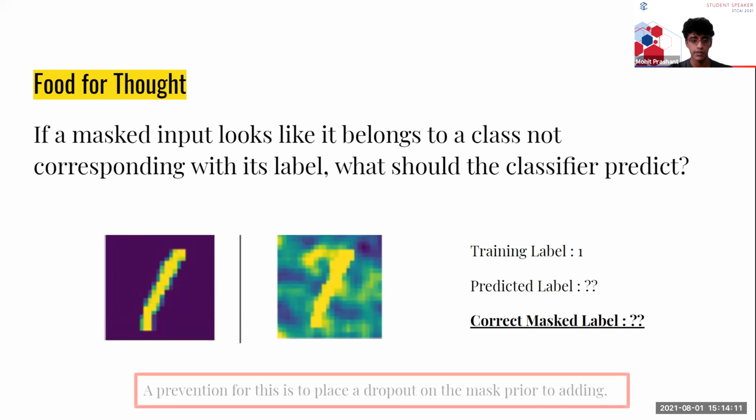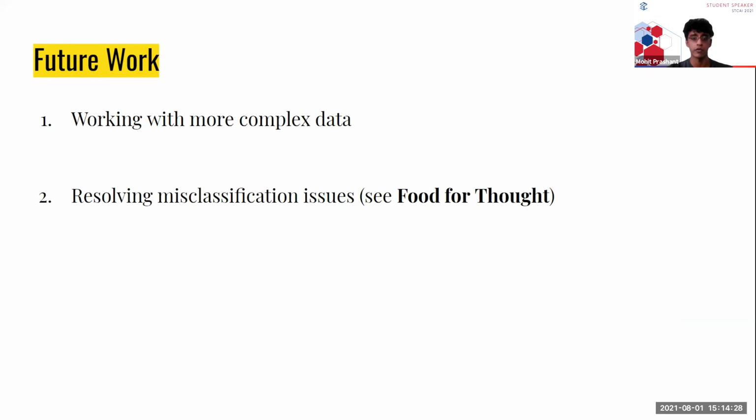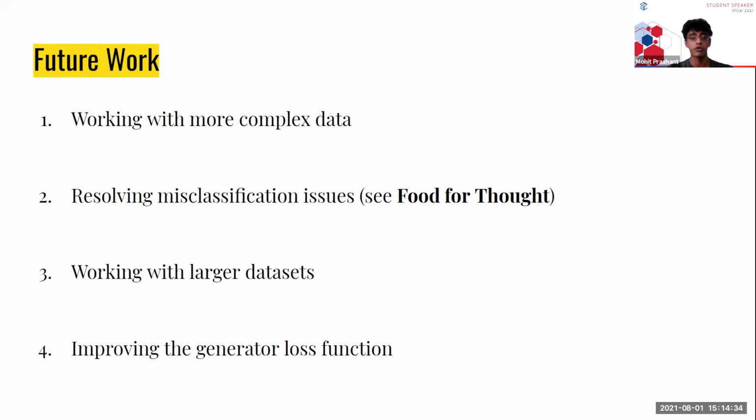A temporary solution to this is to place a dropout on the mask prior to adding it. And this, of course, reduces the impact of the mask in adversarially attacking the classifier. Some future work that I might consider on this is working with more complex data, resolving misclassification issues, as mentioned previously, working with larger data sets, and improving the generated loss function. This will be an ongoing process, but I hope to see some results from this.